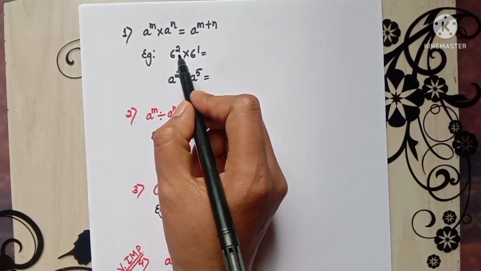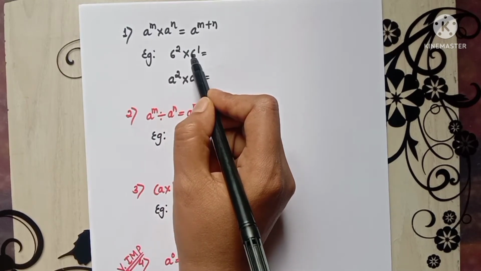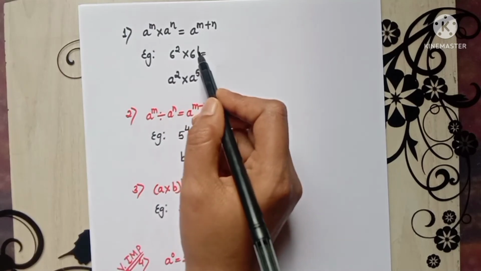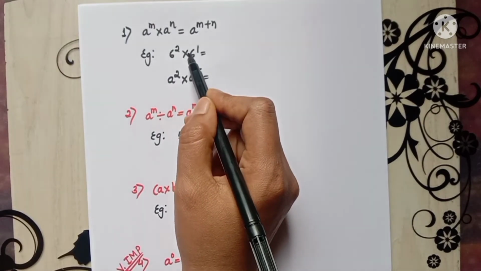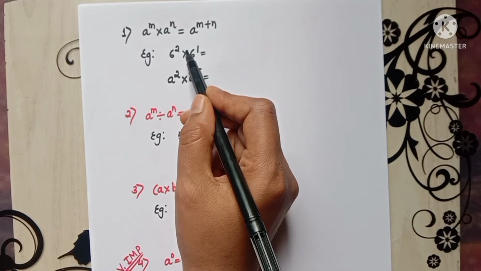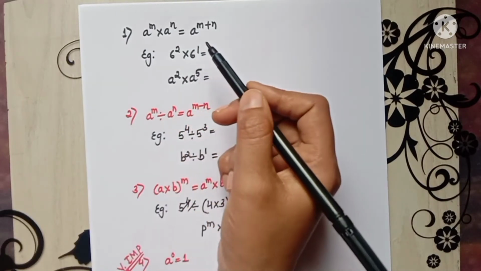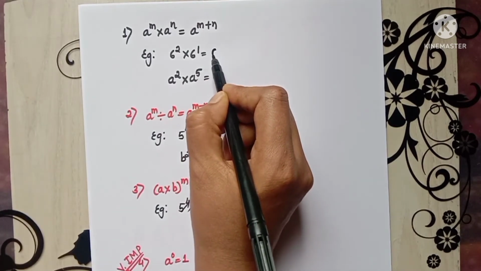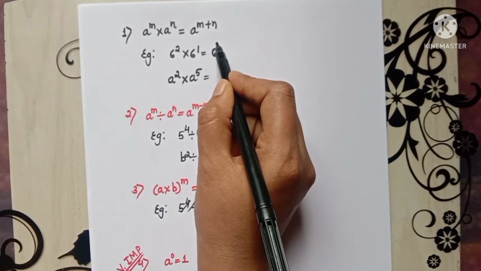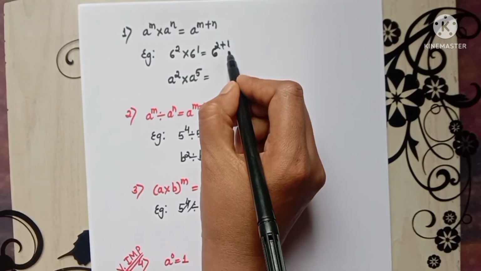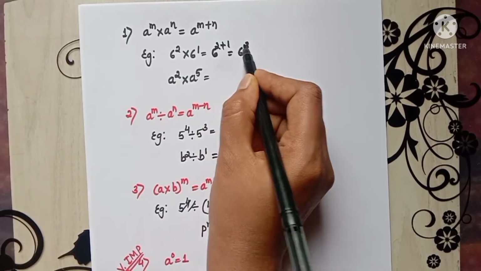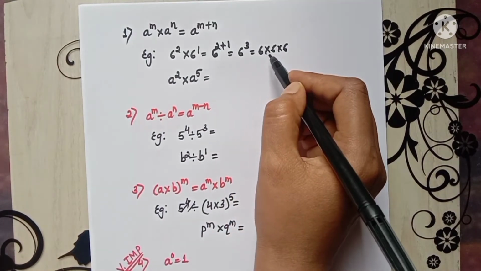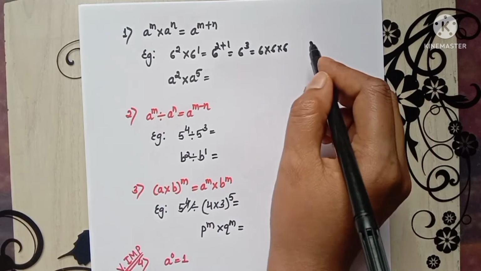Let's take an example, 6 to the power 2 into 6 to the power 1. Here the bases are same, that is 6 and 6. In between we have a multiplication sign, and if the bases are same, what do we have to do? We have to add the powers. That is, the base is 6 and the powers are 2 plus 1. This will be 6 to the power 3. What is 6 to the power 3? 6 into 6 into 6. Like this we have to calculate.